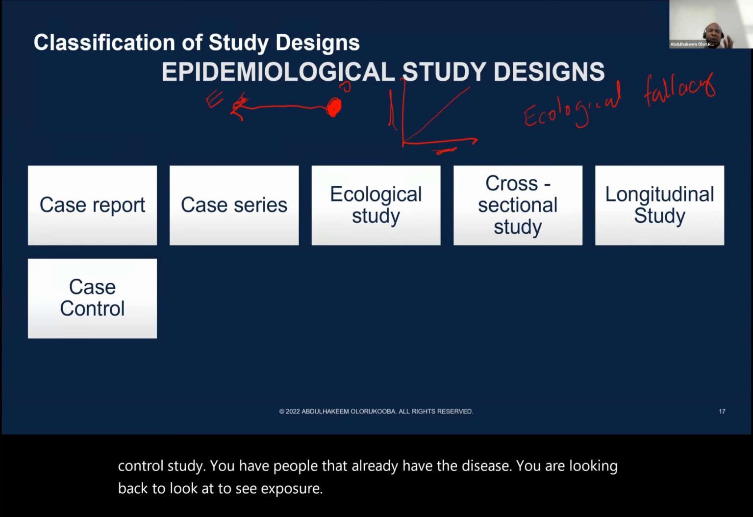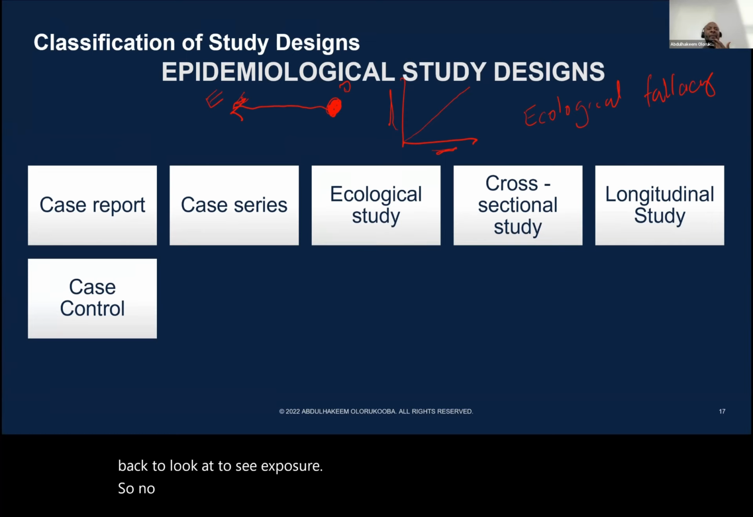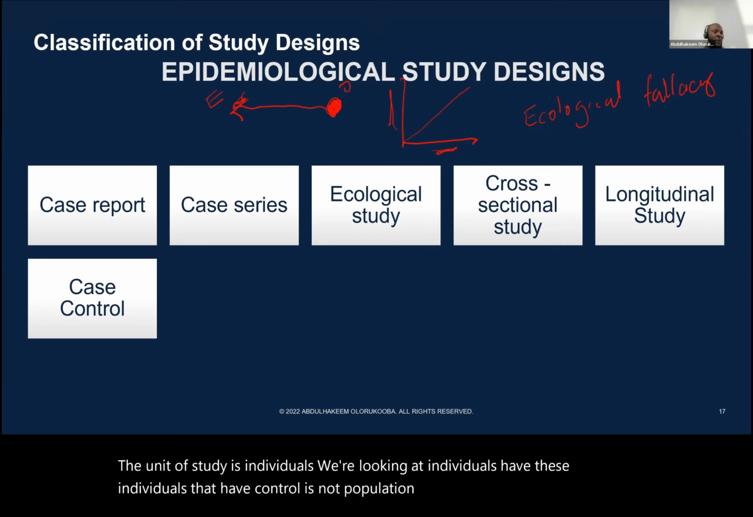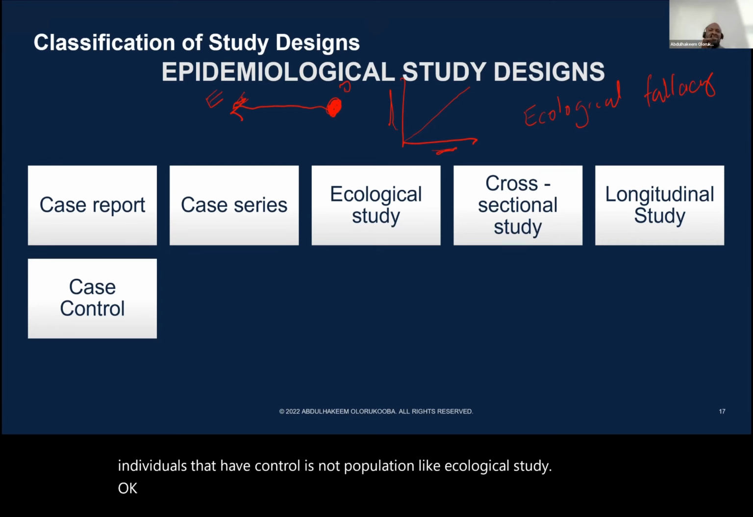Okay, so no manipulation is done. We're just observing. The unit of study is individuals. We're looking at individuals that have disease, individuals that don't have it, the controls. It's not population like an ecological study. Okay, now what we're also looking at, I have a chat that's coming in.